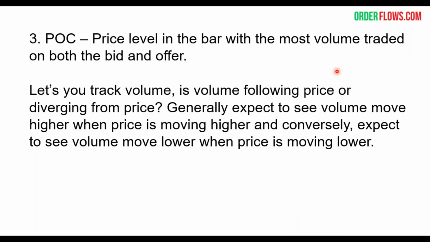Now, point of control, right? The price level in the bar with the most volume traded on both the bid and the offer. Now, this is not in the two-way auction. This is in the bid and the offer. And it's a crude way of letting you track volume, because you want to be asking, is volume following price or is it diverging from price? Is price going higher, but is volume also going higher?